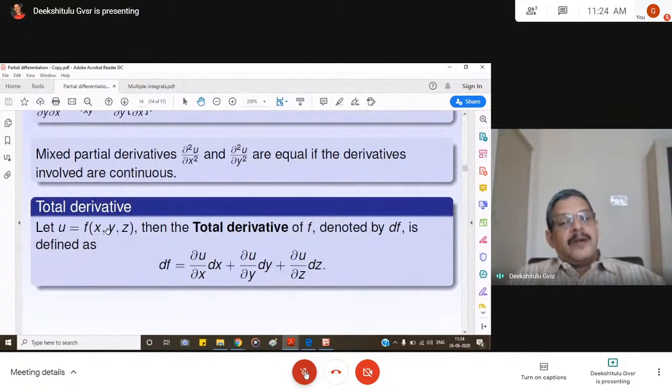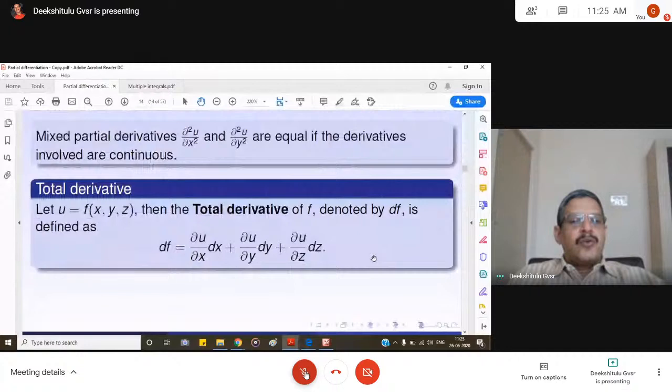So when none of the variables is fixed, that means all are changing: x is changing, y is changing, z is changing. What is the cumulative impact on the derivative of u? This is what we discuss here. The total derivative is defined as du = ∂u/∂x dx + ∂u/∂y dy + ∂u/∂z dz.